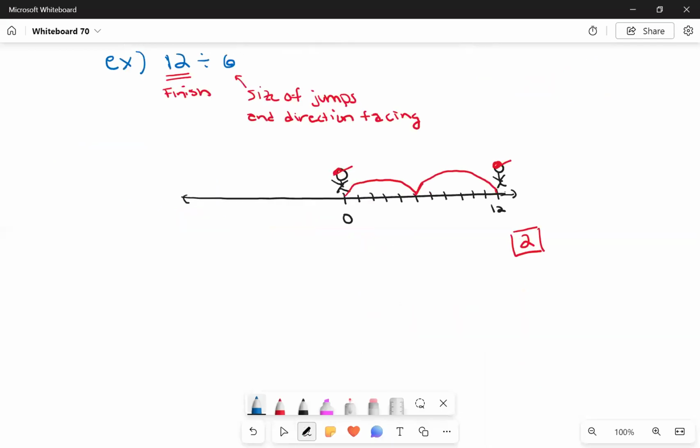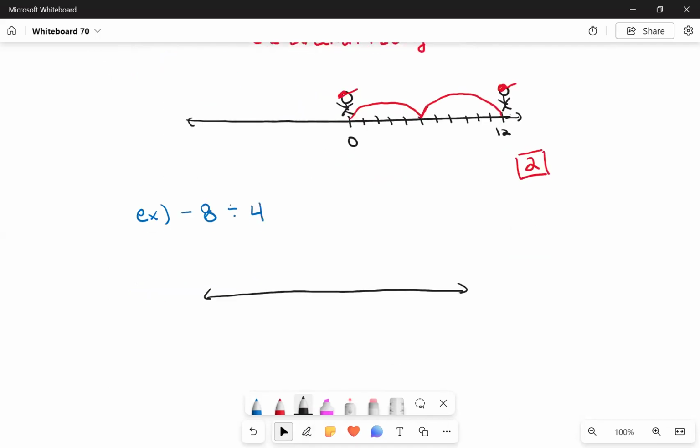All right, so here, let's try another one. Maybe starting with a negative. So let's say we have negative 8 divided by, sorry, just 4. All right, so here we go. Negative 8 indicates where we're going to end up in the negatives here. Okay, so I'd like to get to negative 8. We're going to be taking steps or jump sizes of 4.